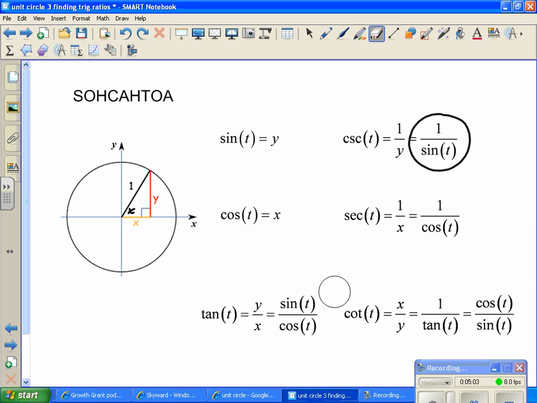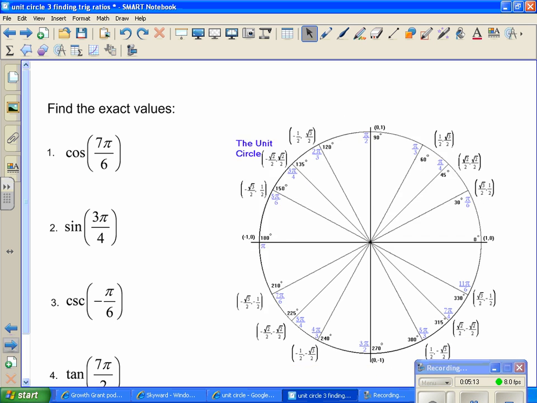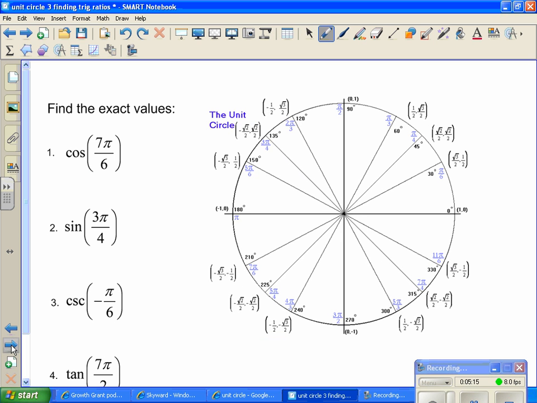So I usually tell students that they really have three things that they need to understand well when they're first learning about trigonometry. They need to know where the pi values are located, how to find the terminal point, and they need to remember what the 6 trig functions stand for. Okay, so for number one, the cosine of 7 pi over 6.